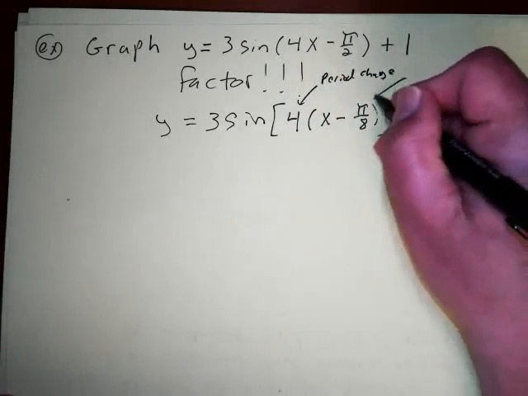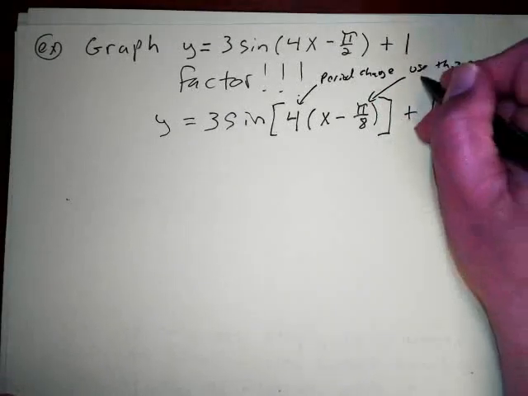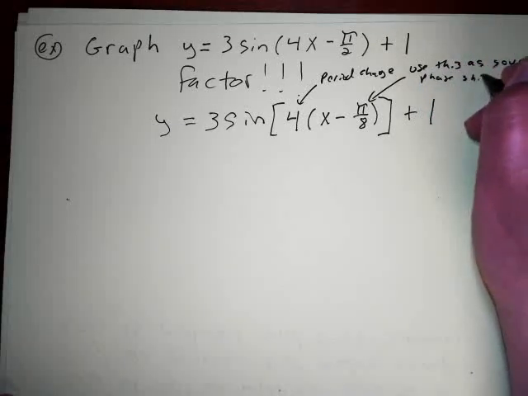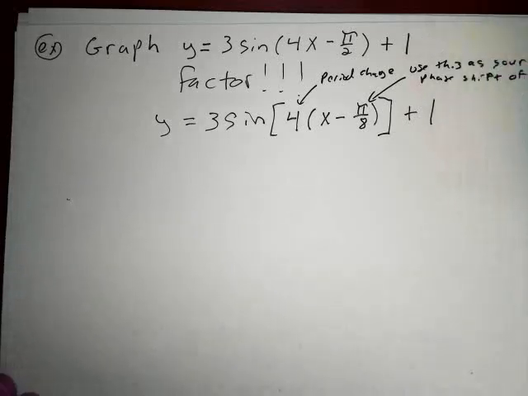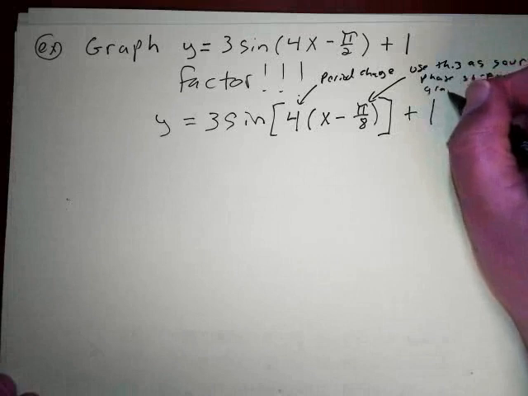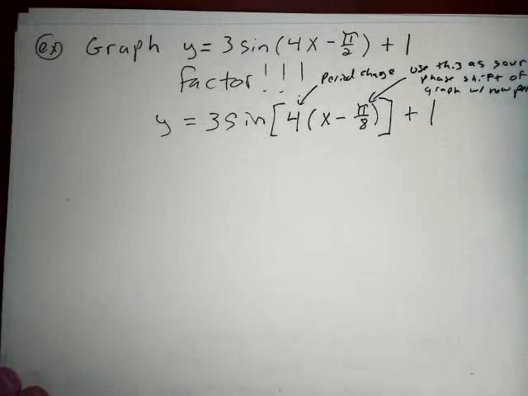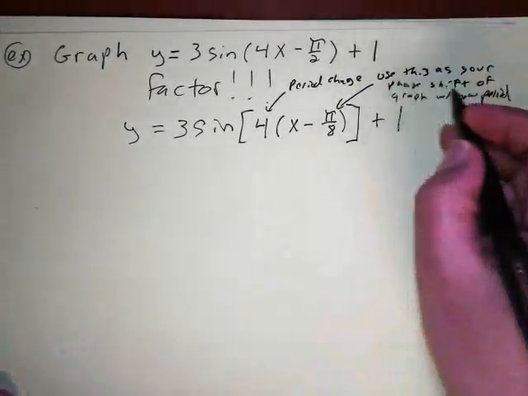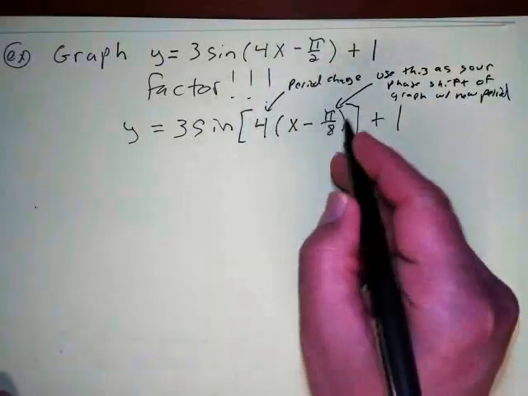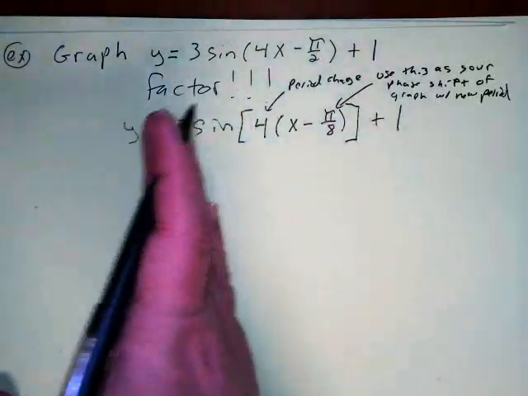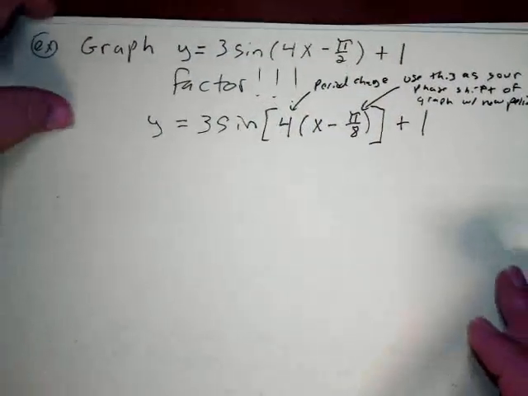Okay? But then you're going to use this as your phase shift of the graph with the new period. Okay, so this says use this as your phase shift. So you're going to have this period, but then this is going to be the phase shift, pi over 8. But it's not pi over 8 for the regular graph. It'll be the new period. Okay, so let me show you what I mean here.